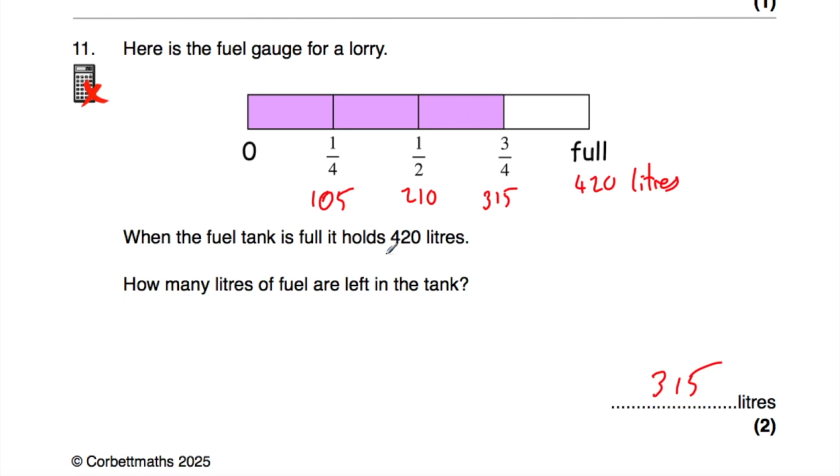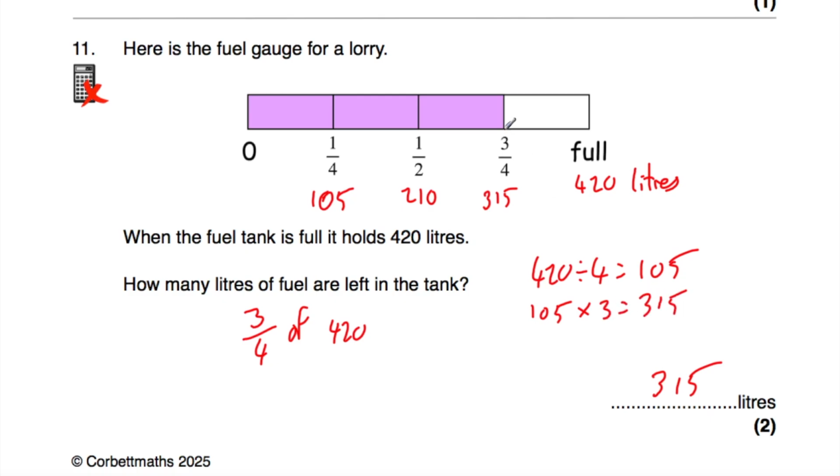Alternatively, whenever I'd done this question, what I'd done was I just worked out what 3/4 of 420 is. Because we know from the gauge that the tank is 3/4 full, so if we do 3/4 of 420, that'll tell us how many litres of fuel's in the tank. So to find 3/4 of 420, we take our 420 and divide it by 4, and that's equal to 105. Then 105 times 3, that would be 3/4, which is 315. So that's 315 litres, and that's it.